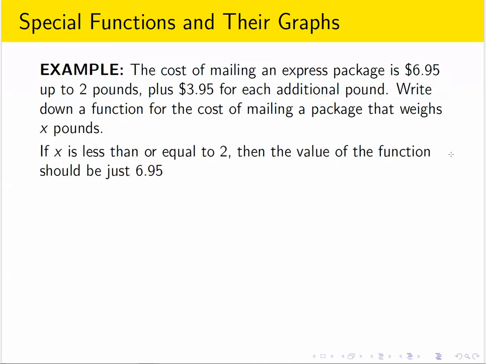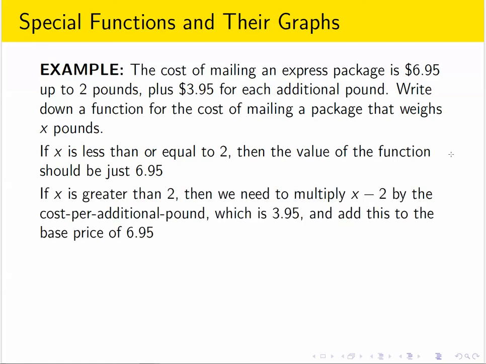So if it weighs less than 2 pounds, the value of our function, the cost function, should just be $6.95. But if it weighs more than 2 pounds, then we have to take the number of additional pounds. So if it weighs X pounds, then there are X minus 2 additional pounds. Multiply that by the per pound cost of $3.95, and then add that to the base price of $6.95. So we have two different formulas here depending on whether X is less than 2 or greater than 2.